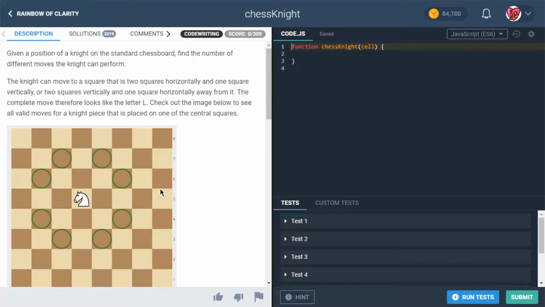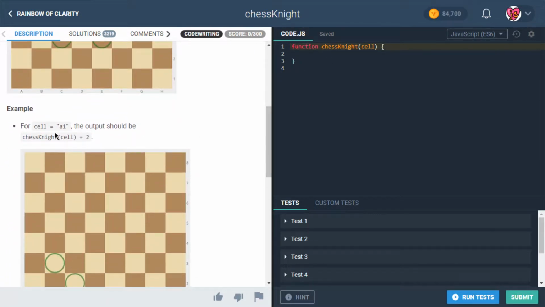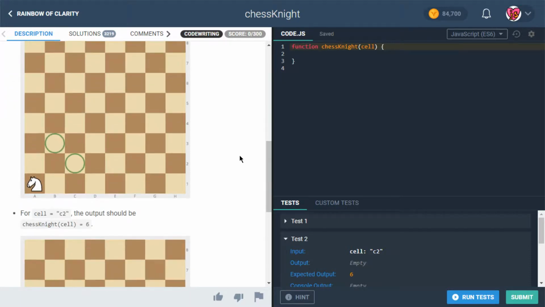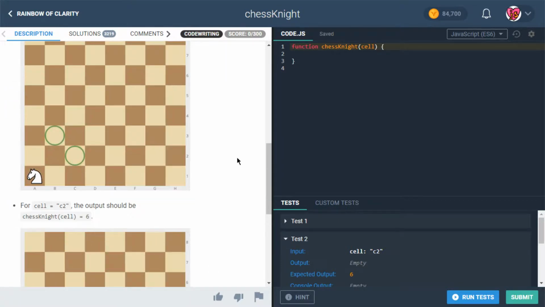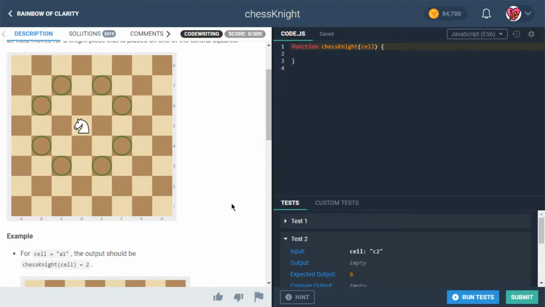And we're given their original position, the cell that they're starting on, but we're given the cell in a very chessy way, right? So it's like A1 or C2, in what they call algebraic notation. So chess notation, just according to the legend on the board over here. Okay, so basically that's the idea.